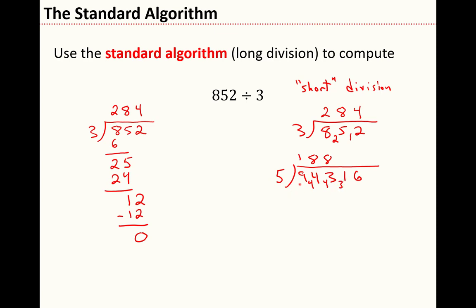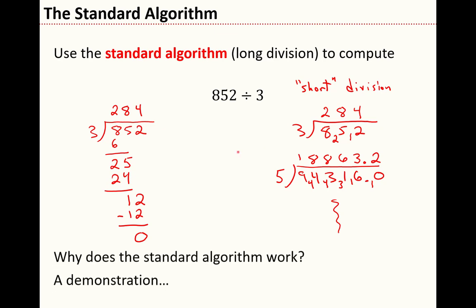5 into 31, so 5 goes into 30 6 times. 5 times 6 is 30. I have 1 left over. 5 into 16, that goes 3 times with 1 left over. Maybe at this point I can write 0, so the 1 that was left over comes in front of the 0. 5 into 10 is 2 times, and there's the solution. So I do have to do a little bit more mental math, but I save myself all that work down below.